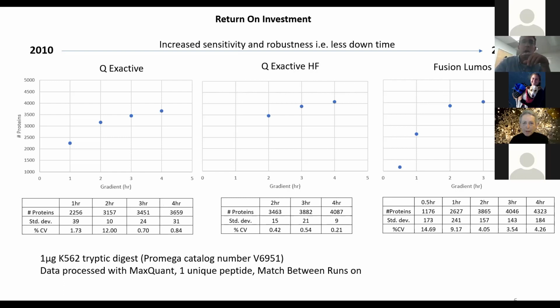We inject 1 microgram, and we run this on the 2-hour run on all our instruments pretty regularly, every couple of weeks or so, independent of daily QCs, where that's just a BSA tryptic digest. But really what you're seeing here is gains, incremental gains across a 10-year period.